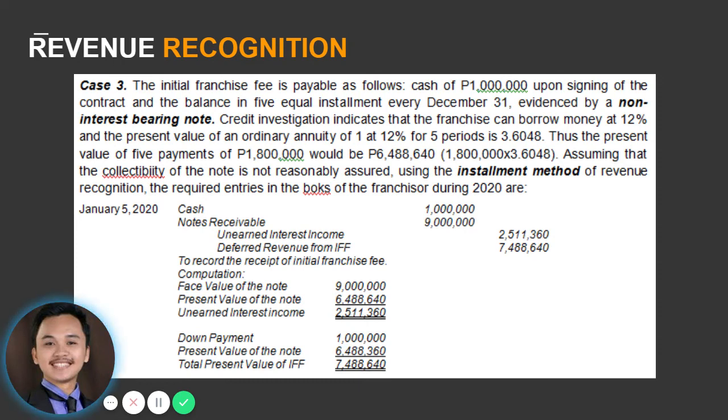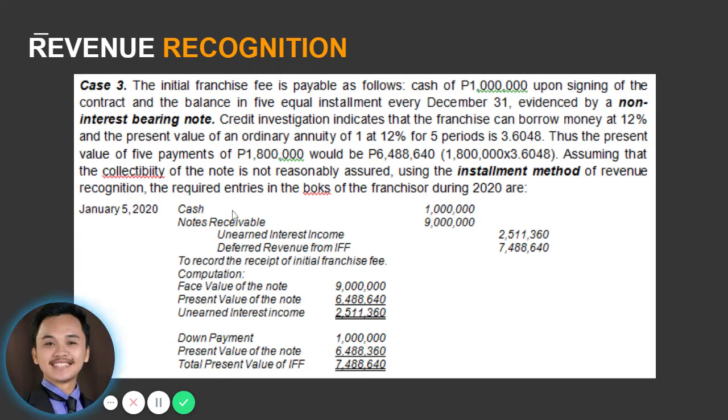Now, assuming that the collectibility of the note is not reasonably assured, using the installment method of revenue recognition, then the required entries in the books of the franchisor during 2020 will be as follows. So the journal entries here will be different, guys, on the date when the contract is incepted or when the contract is signed. Because take note, aside from the recognition of our notes receivable here, we also need to recognize unearned interest income.